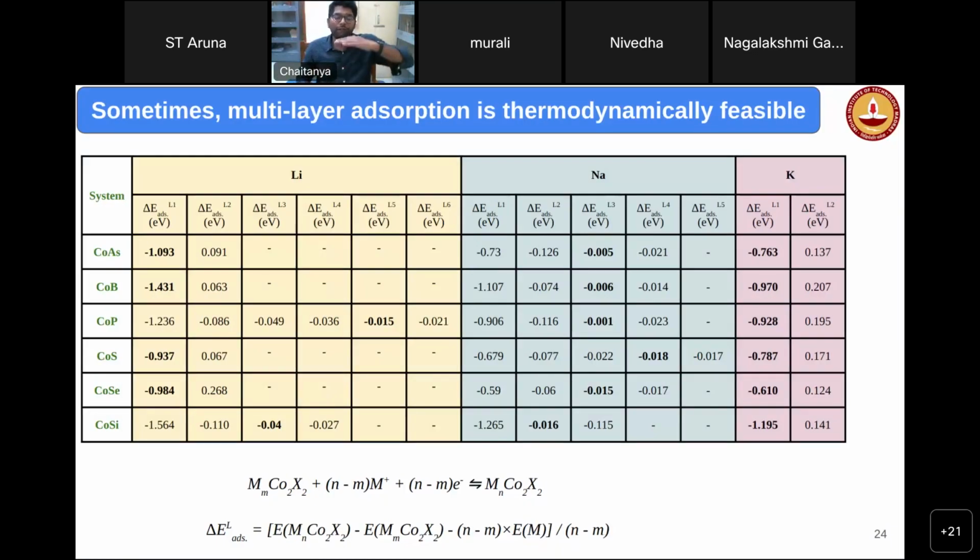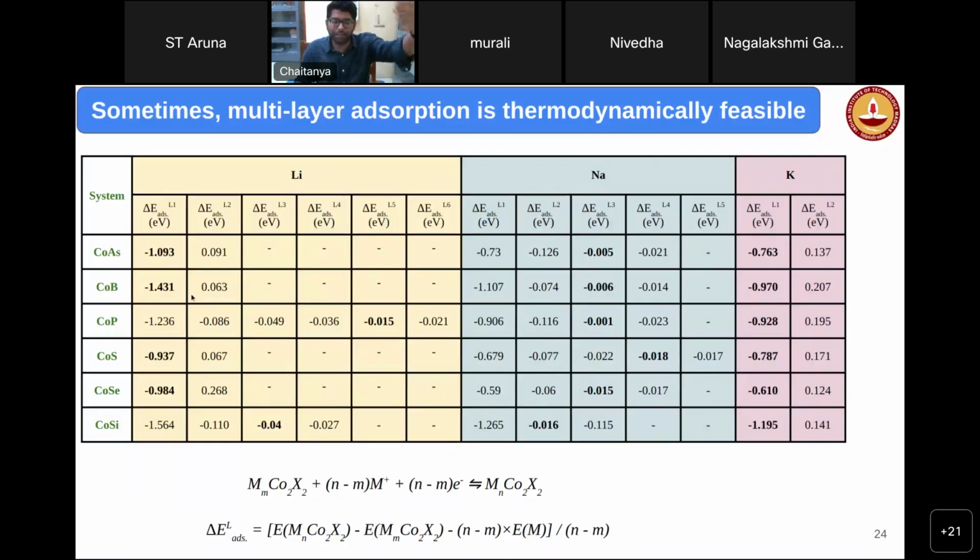For example, when you are trying to increase the number of metal atoms, you obviously know that if the first layer is absorbing strongly, for the second layer the absorption energy should decrease. You cannot continuously have more and more. If you are seeing a more negative absorption energy going from the third layer to the fourth layer, that essentially means that some agglomeration is happening. There are some bonds between the sodium atoms. For this reason, we will not be considering such scenarios.